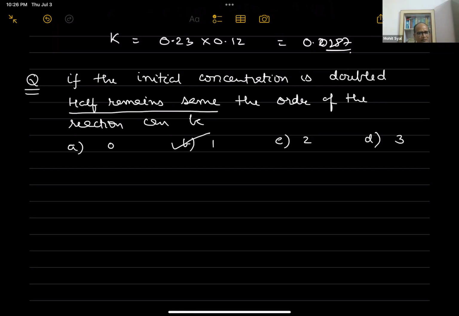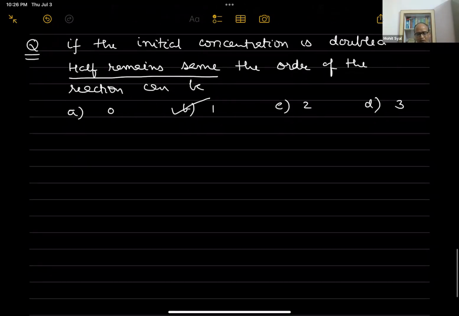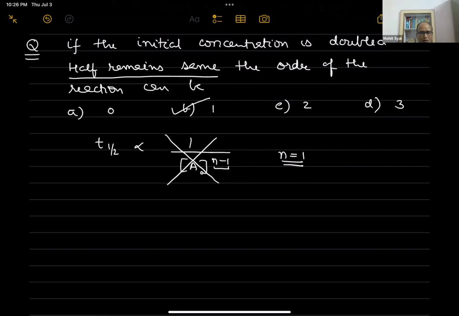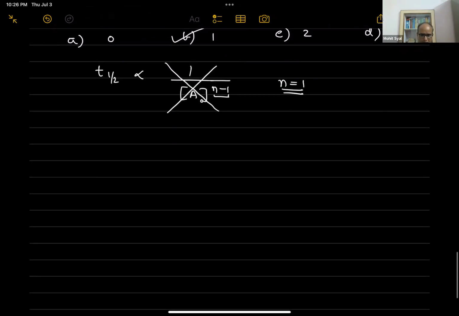This is the half-life given. So half-life, as I told you, is inversely related, and this is actually not changing. It means this dependence should not be there because half-life is same. So you should make it 0 and equal to 1. Got it? Clear? Let's move on to the next question.